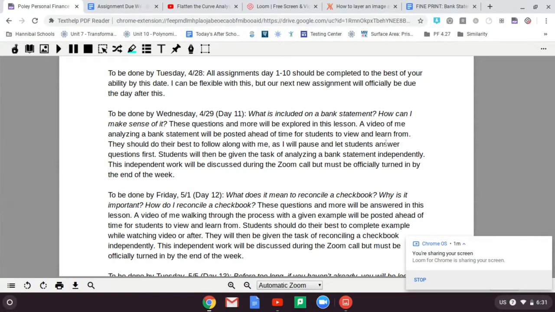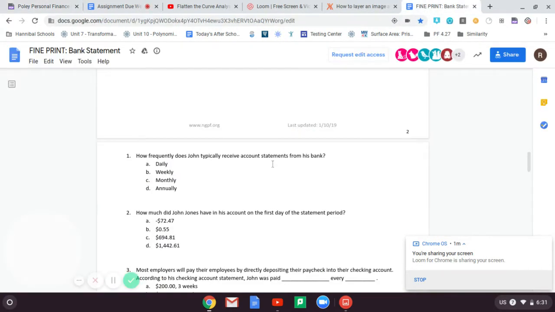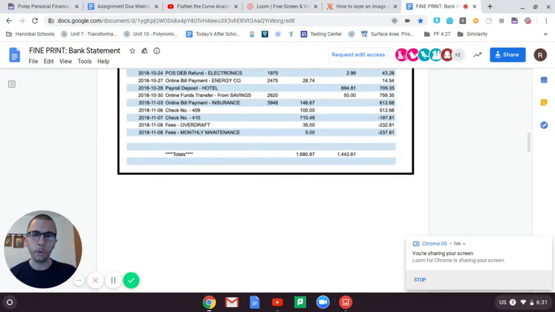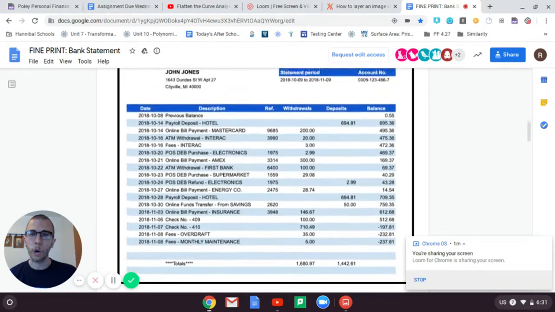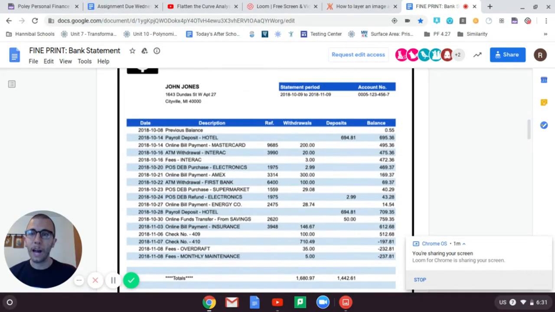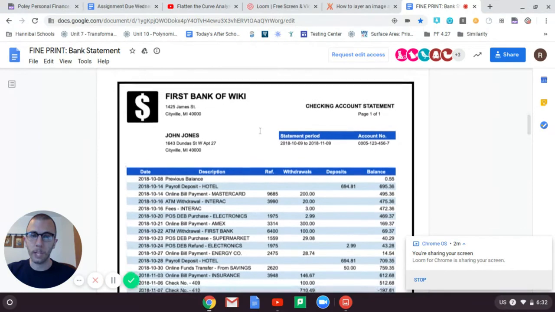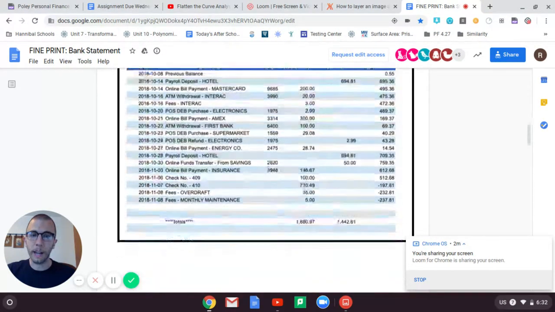So let's see. After I go through this, I do hope that you are following along on your own, or maybe you want to wait until I'm done so you can go back through to try it on your own. But you will then be given the task of analyzing another bank statement independently. Okay, so I'm going to get you started with this one, kind of break down what's included on this statement.